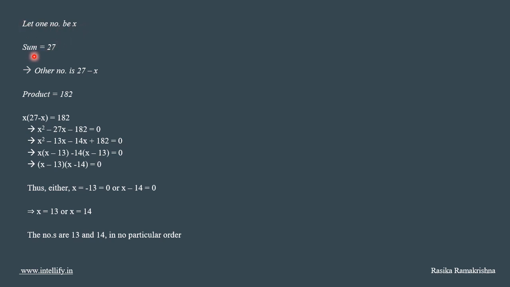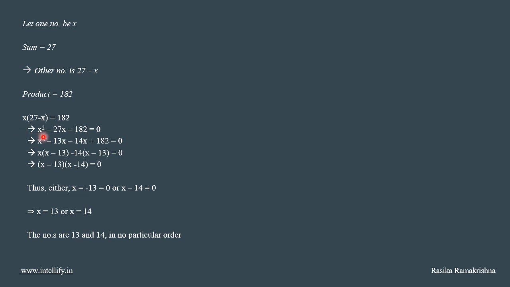Now since the sum of the two numbers is 27 and we have chosen one number to be x, the other number is going to be 27 minus x, right? So now we have both the numbers. One is x and the other is 27 minus x. We are also given some additional information in the question. We are told that the product of these two numbers is 182. So 182 is going to be nothing but x times 27 minus x.